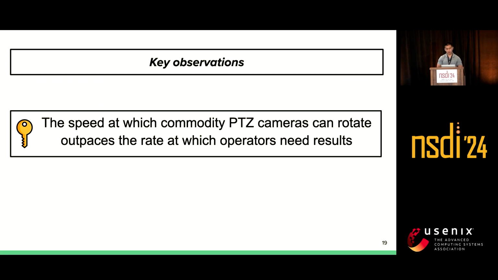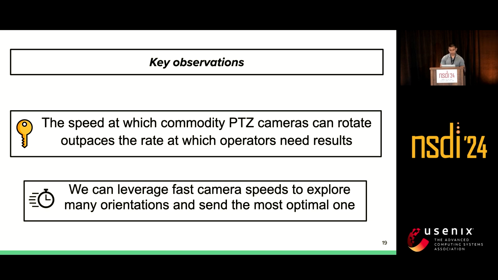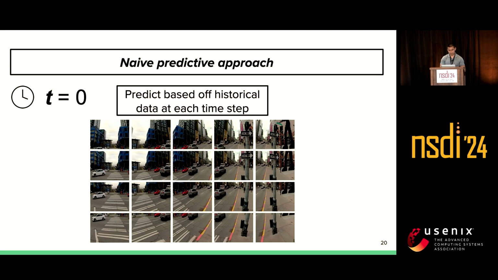So going forward, one of the key observations that we make is that the speed at which commodity PTZ cameras can rotate today far outpaces the rate at which many operators actually need results, with PTZ cameras being able to rotate at several hundred degrees per second. So we can thus leverage these fast camera speeds to explore many different orientations in a short period of time and just send the most optimal orientation to the server for inference. So let's see this visually.